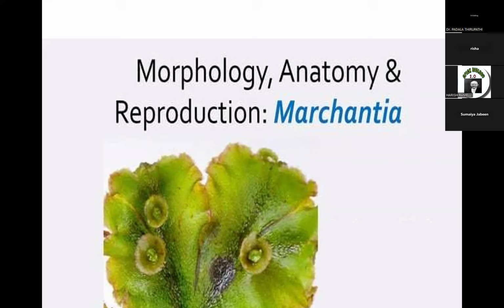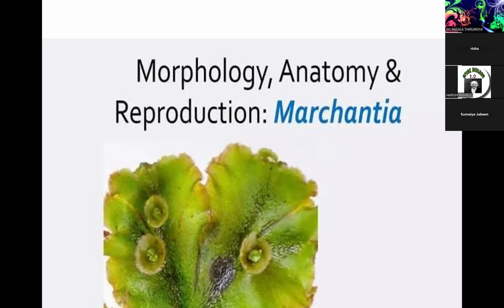Marchantia, its external structure, internal structure, that is anatomy, as well as reproduction, that is life cycle, is also included in this. On this slide you are seeing the structure of Marchantia thallus. It is liver lobe-like, as you are seeing. At the center you are seeing some cup-like structures that we'll study in detail afterwards.